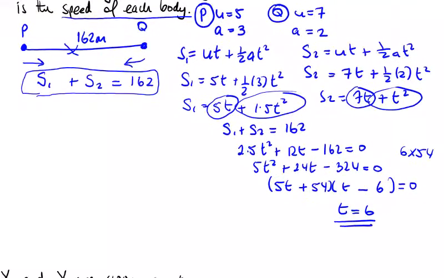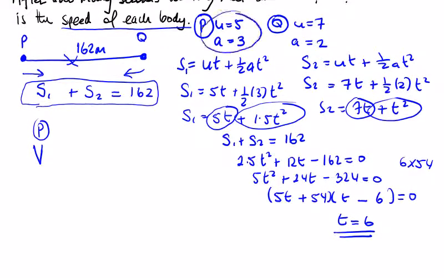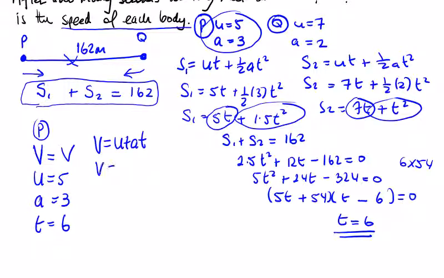So the velocity, if we look at P on its own, we have my initial velocity U is 5. We're looking for V. My acceleration is 3. And my time is equal to 6. V is equal to U plus AT. V is equal to 5 plus 6 times 3. 18 and 5. The velocity is 23 meters per second.